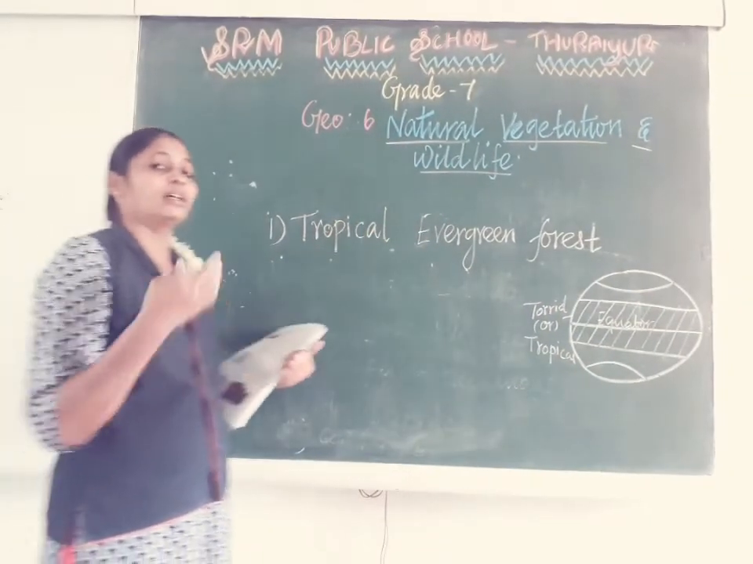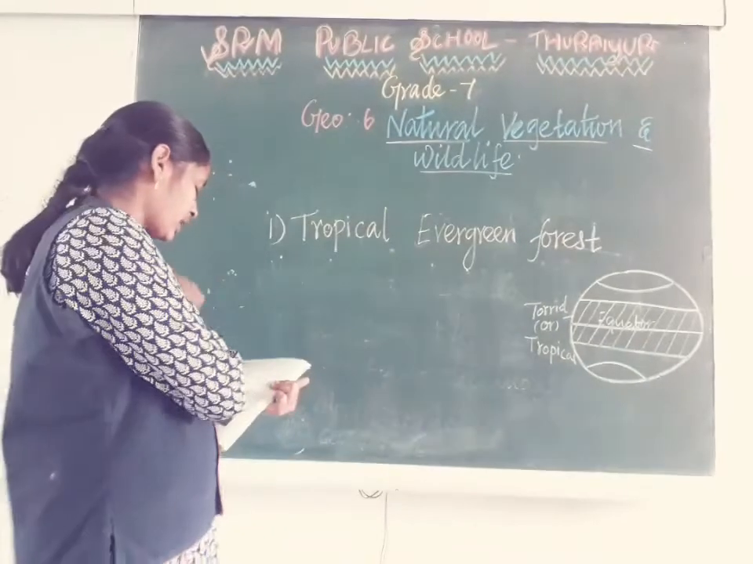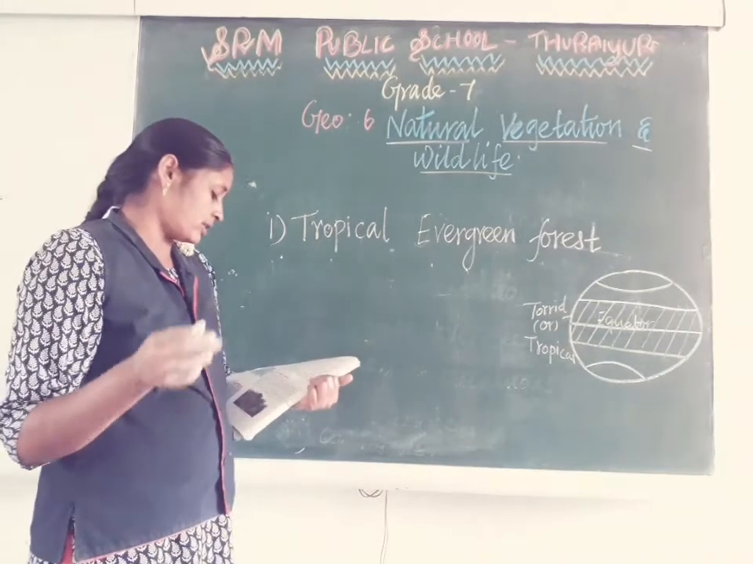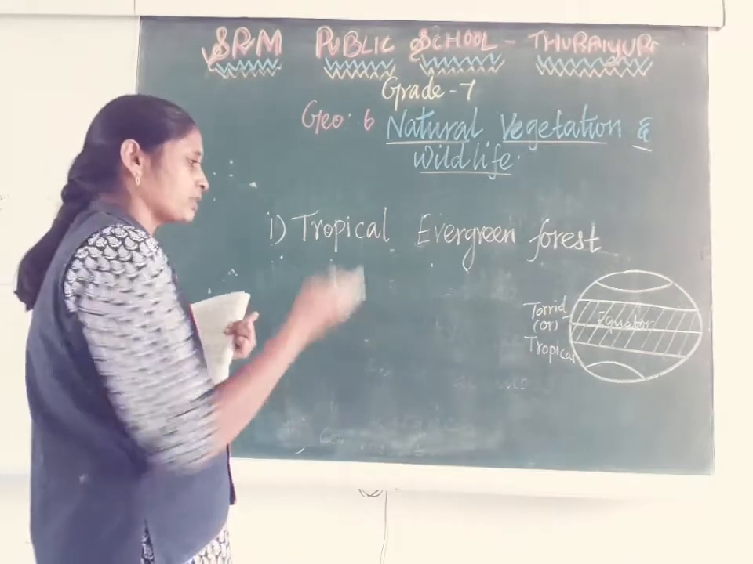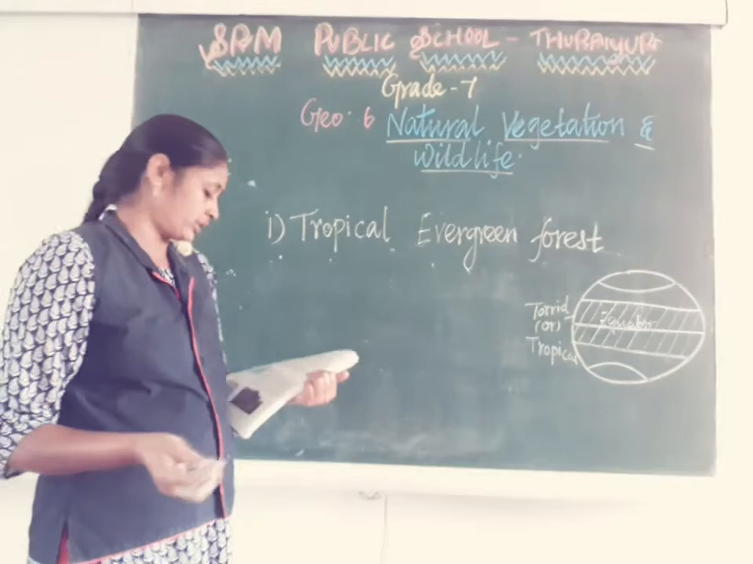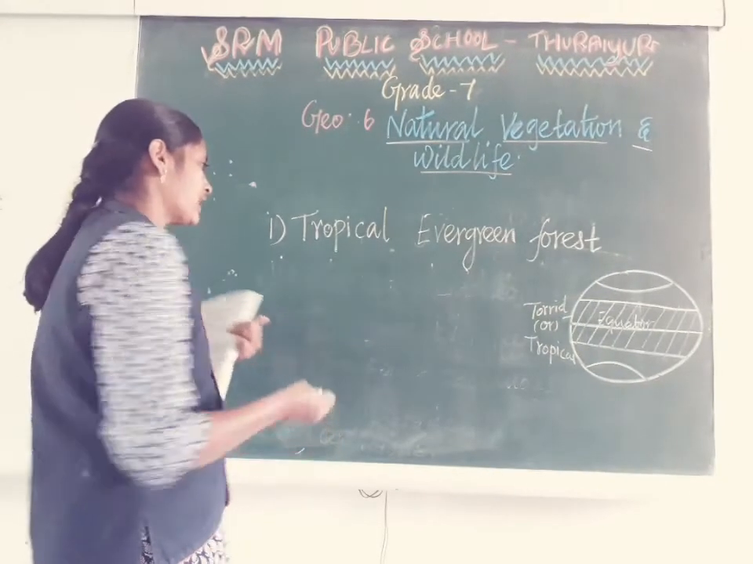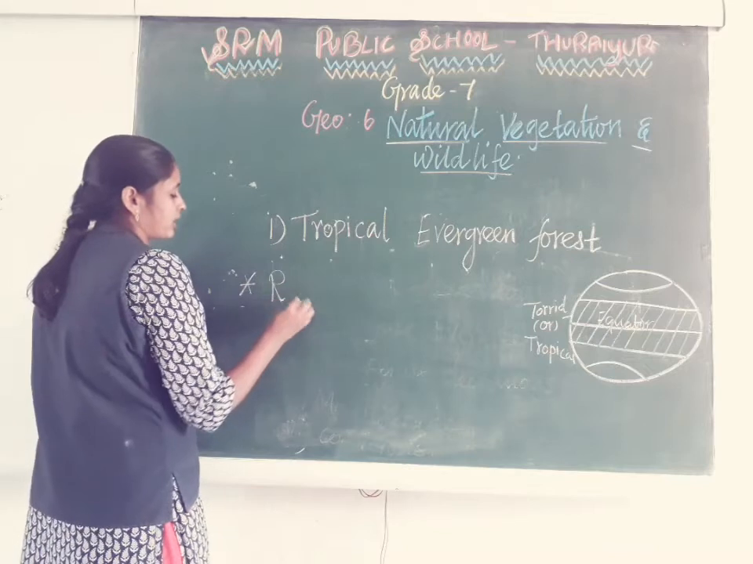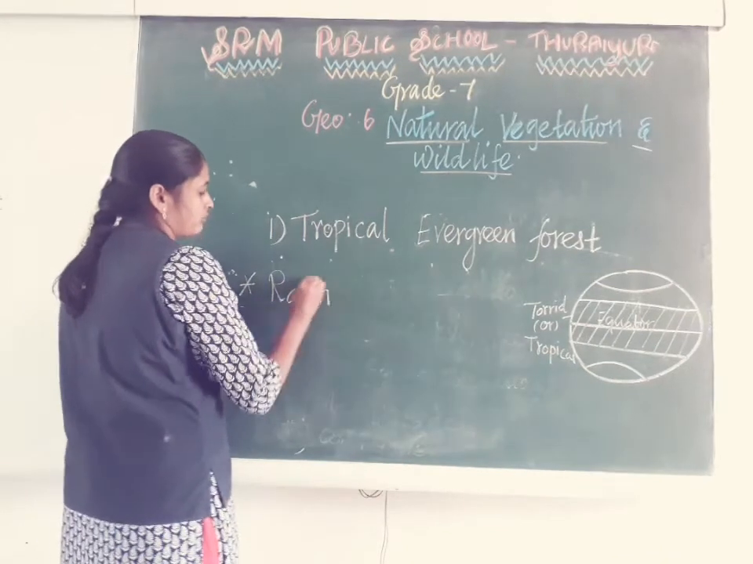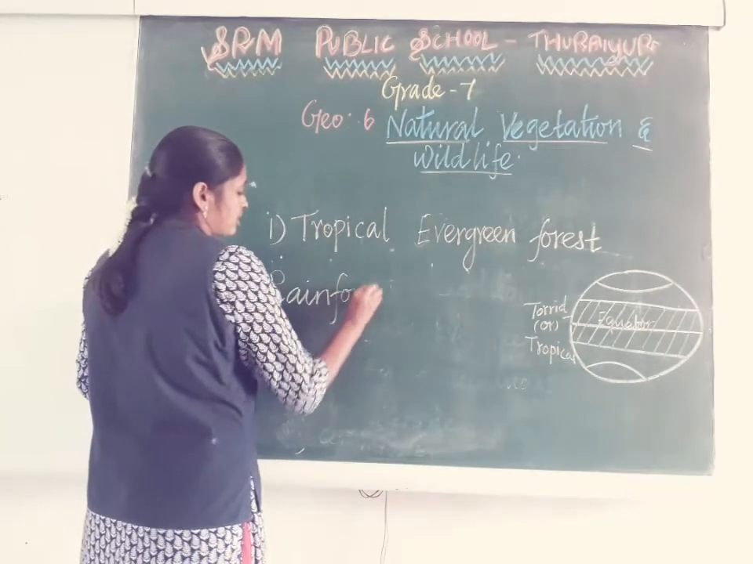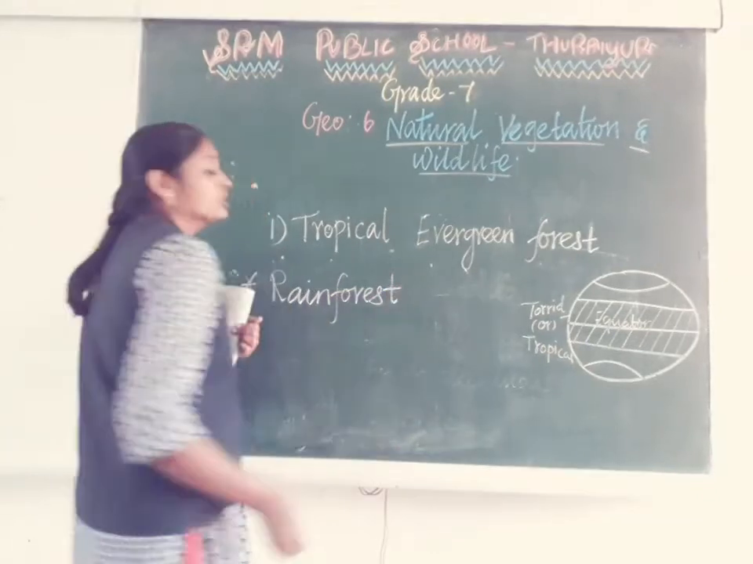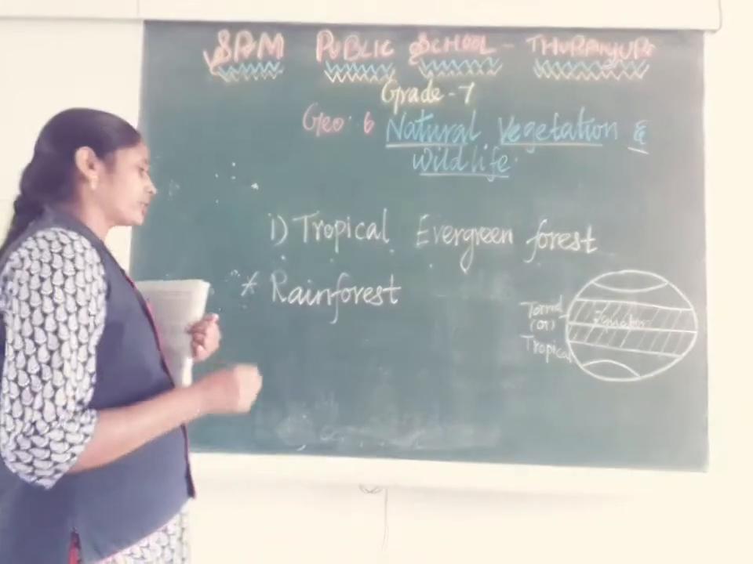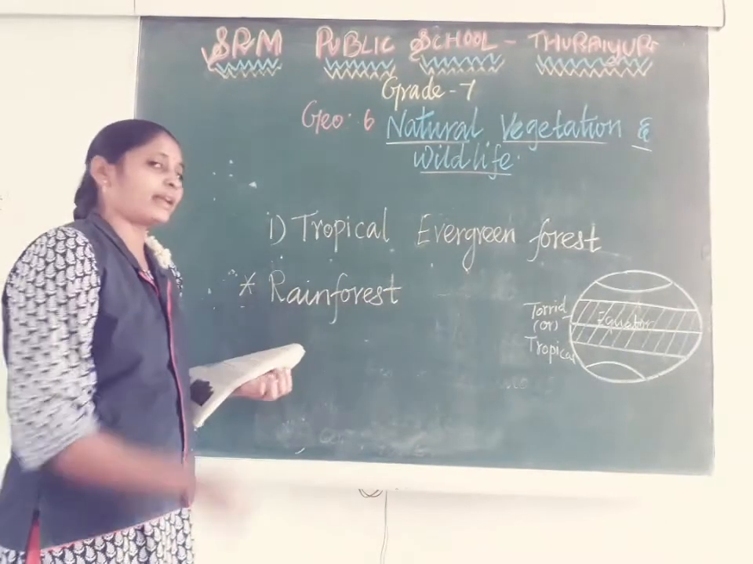Tropical evergreen forest. Why is this forest a tropical evergreen forest? Because of its location alone. This tropical evergreen forest is also called rainforest. So which forest is also called rainforest? Tropical evergreen forest. Why is it called rainforest?